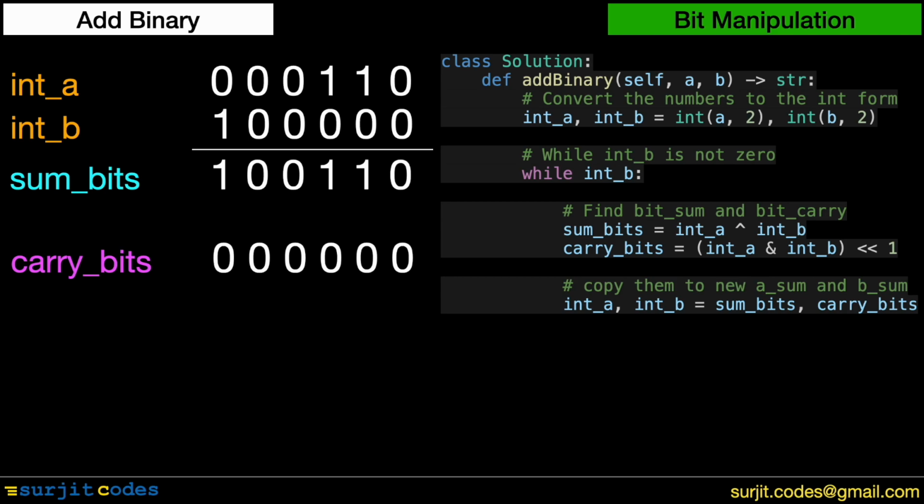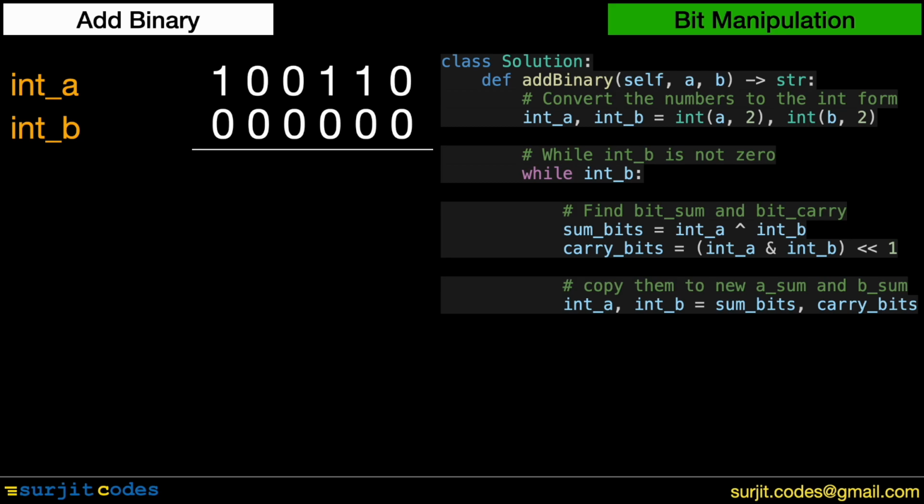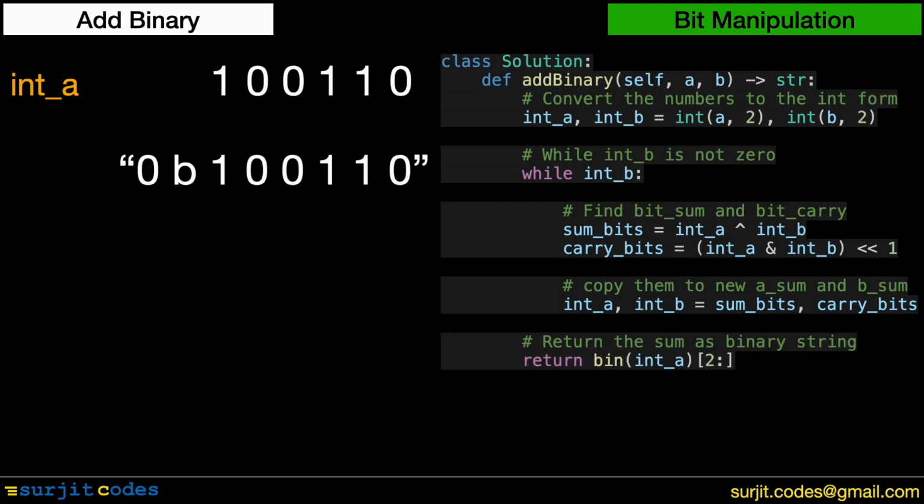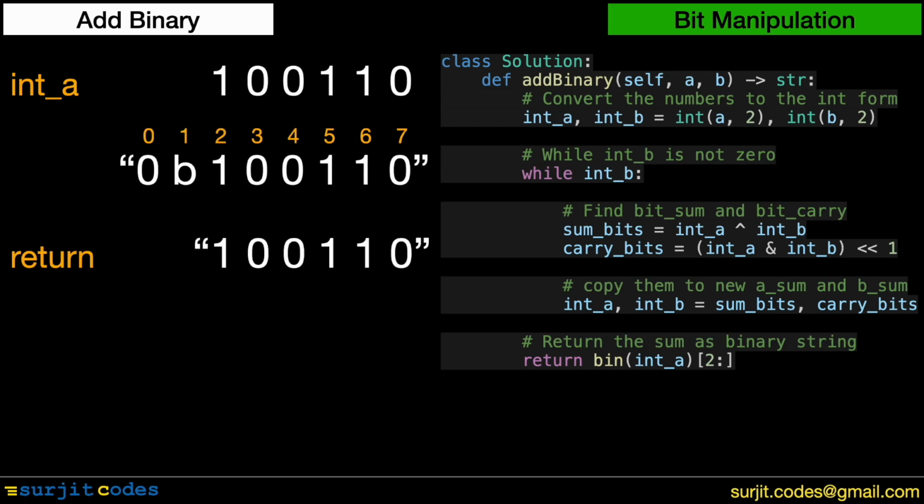Again we enter the loop and evaluate new values of sum bits and carry bits, which become the new values of int a and int b. Finally, we notice that int b has become 0 because all of its bits are 0 this time. So the loop terminates and int a becomes the result. Now we convert this integer to the binary string using the bin function. First two characters of the string are characters 0 and b, which indicate that the characters following them are the binary digits. So we drop the first two characters and return the string from position 2 onwards.